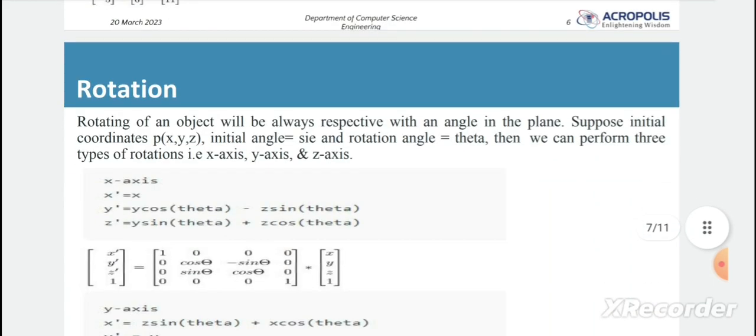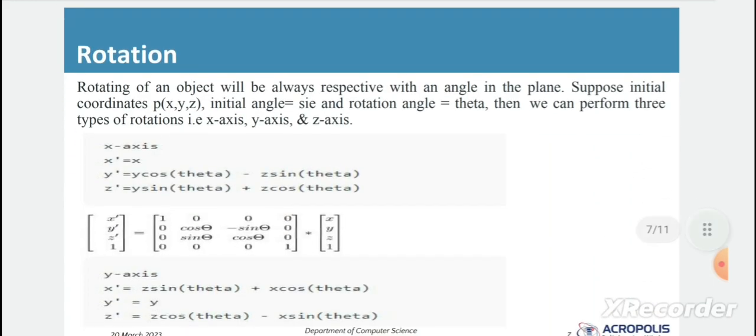Now the second one is rotation. Rotation means rotating an object in a particular plane by a respective angle. The initial coordinates given to us are x comma y comma z. Now we want to rotate the coordinates by a certain angle, theta. We can perform three types of rotations: through the x-axis, through the y-axis, and through the z-axis.